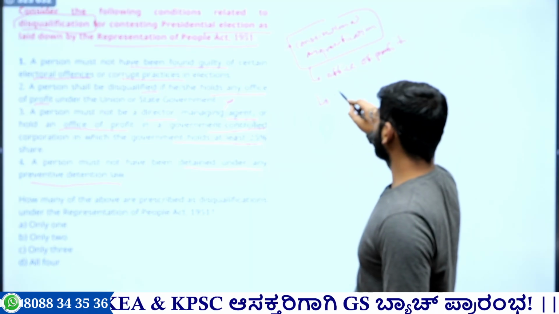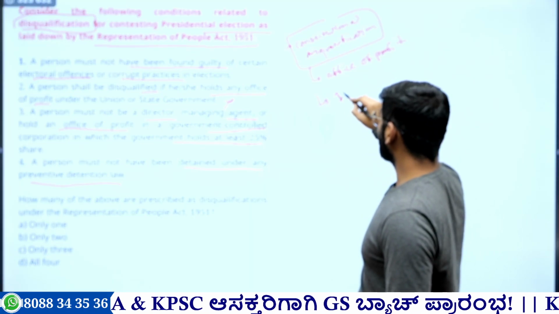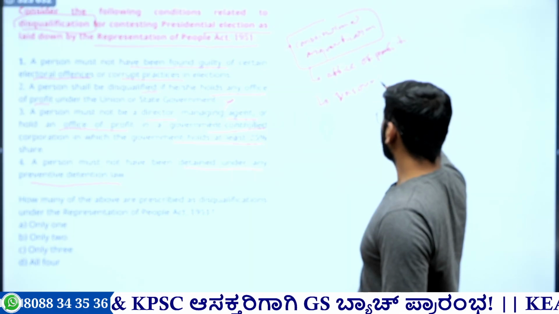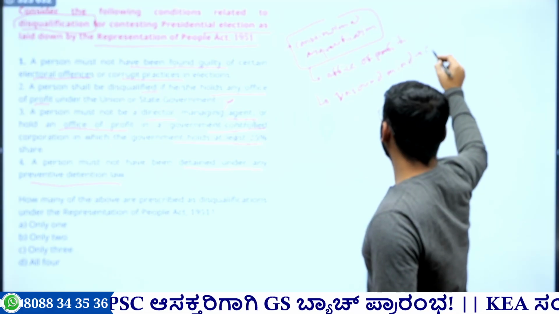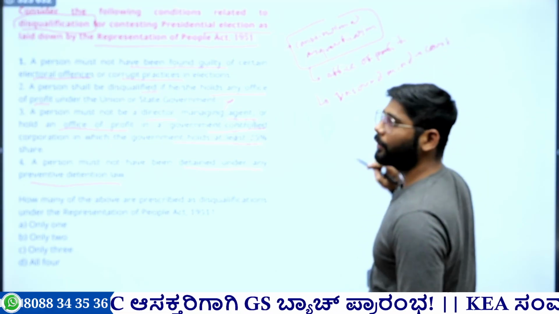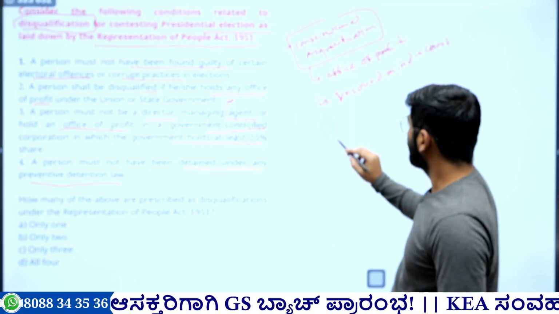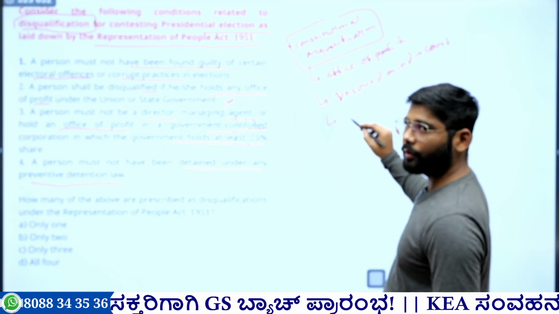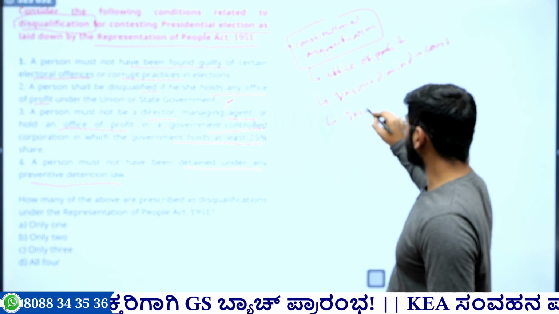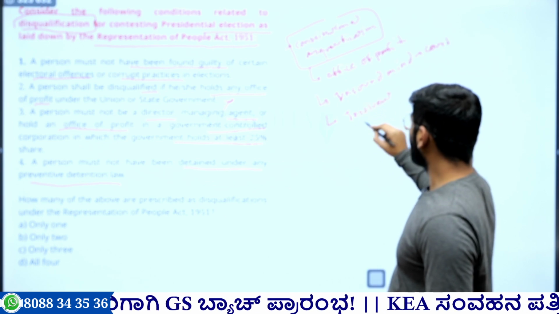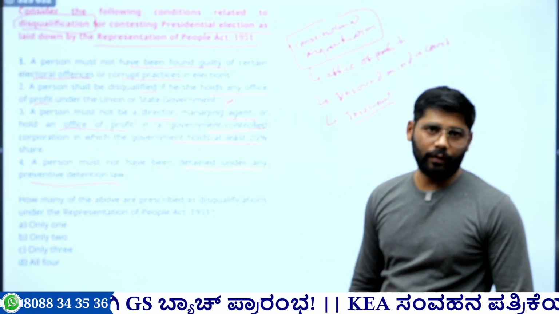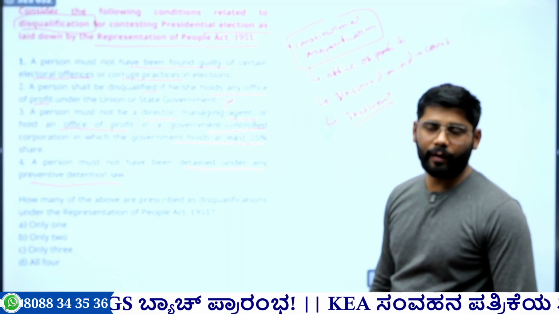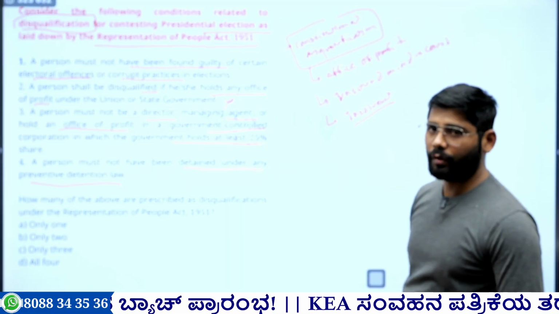Second, the person must not be of unsound mind. It should be mentally stable, and that is to be declared by the court, not by the medical team or the hospital. Next, that person must not be insolvent. Declared insolvent means, for example, Vijay Mallya cannot run for the parliament election. He cannot become a member of parliament under the constitutional qualification.